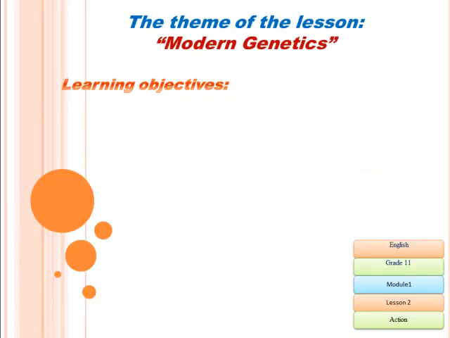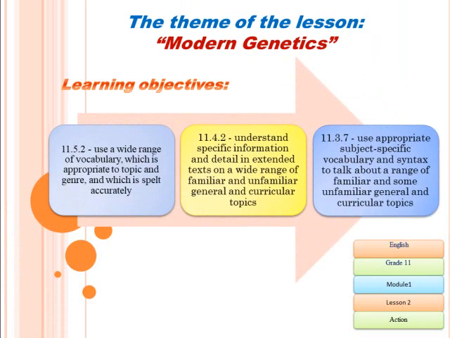The theme of the lesson: modern genetics. Learning objectives. Use a wide range of vocabulary which is appropriate to topic and genre and which is spelled accurately. Understand specific information and detail in extended texts on a wide range of familiar and unfamiliar general and curricular topics. Use appropriate subject-specific vocabulary and syntax to talk about a range of familiar and some unfamiliar general and curricular topics.